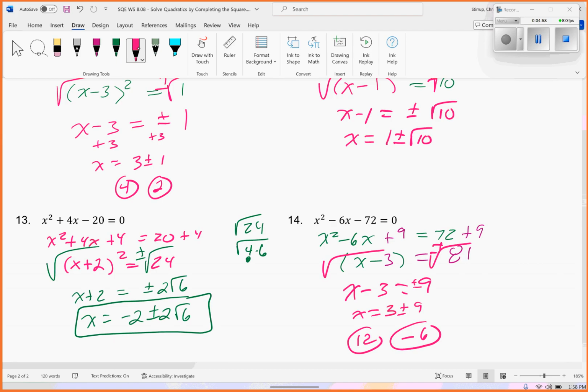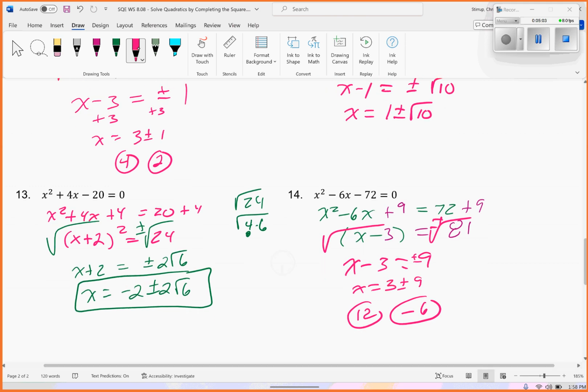If I were to take those values and plug them in for x, the item on the left side would become 0.